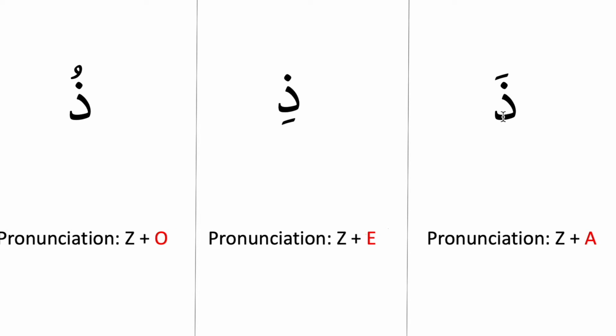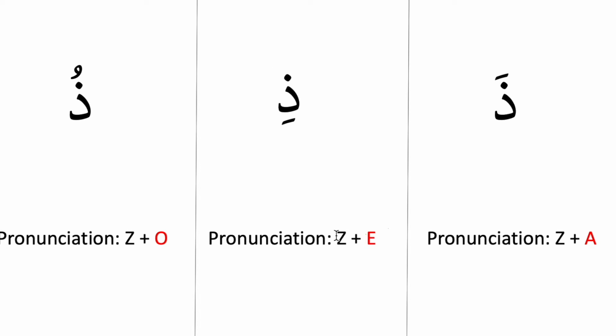Anyone remembers this letter? It looks like dal, but has a dot on the top. Beautiful. Zal. Zal. And pronounced as Z in English. So if I see zal with fatha on it, I pronounce it as excellent. Za. Za. Zal with kasra underneath it, you will add E to the pronunciation of zal.